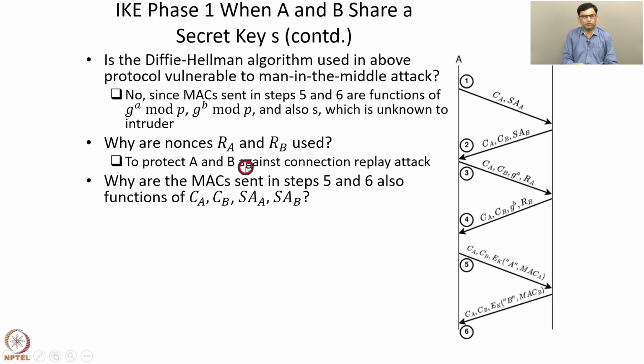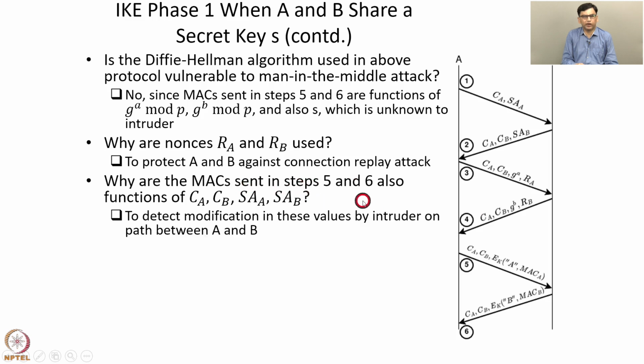Now, why are the MACs sent in steps 5 and 6 also functions of CA, CB, SAA, and SAB? The MACs are functions of these quantities to detect any modification in them by an intruder on the path between A and B. For example, an intruder might remove the strong algorithms in the list SAA and force B to choose some weak algorithms. Such modification can be detected by having the MACs as functions of CA, CB, SAA, and SAB. So these cannot be modified by an intruder. The receiver will detect the modification.